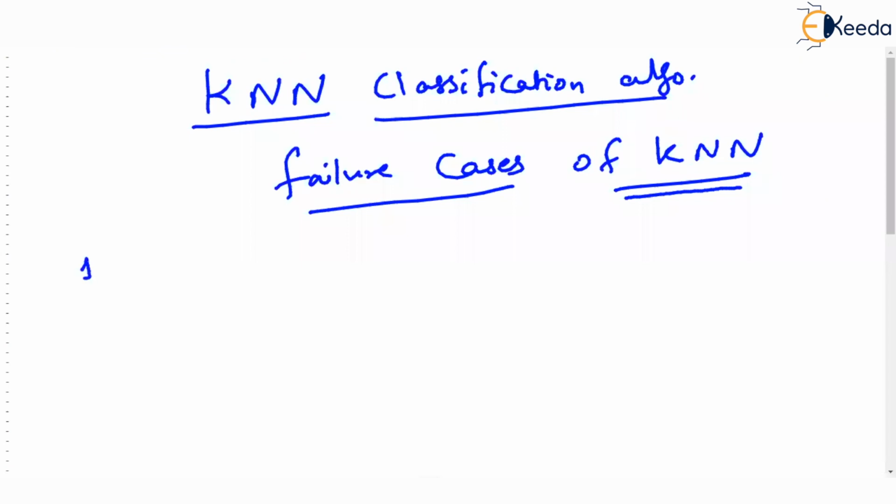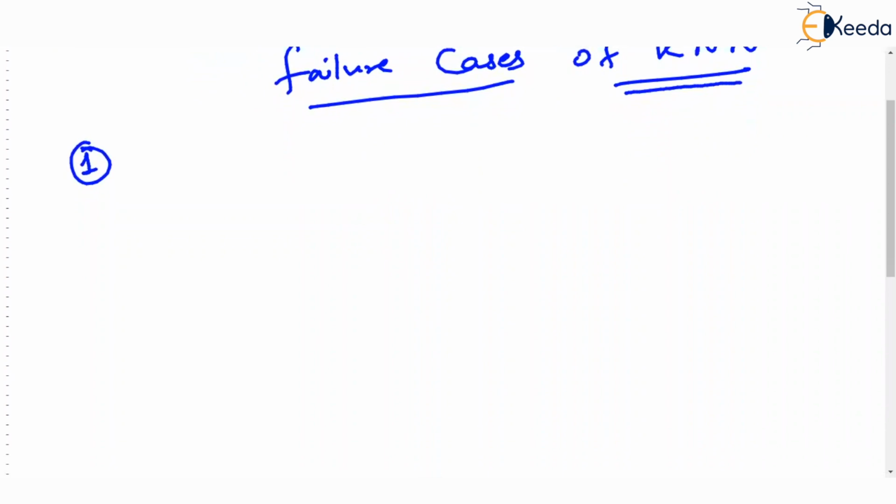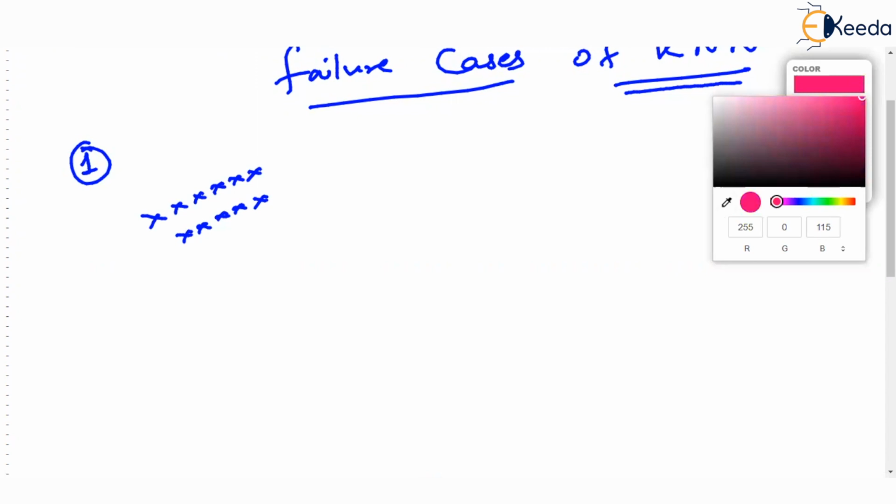The first failure case: imagine that the data given is like this. We are given some blue points, by which I mean the output label is 0. And imagine we are given some red points, by which I mean the output label is 1. And imagine there is a new query point, given over here. The simple question asked is, to which class does this belong?